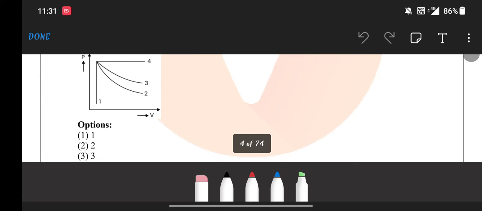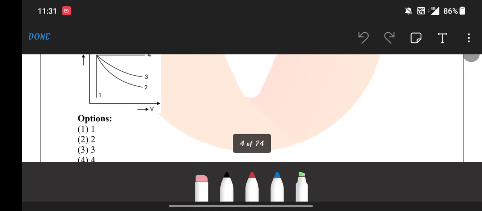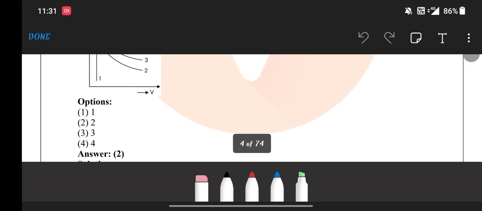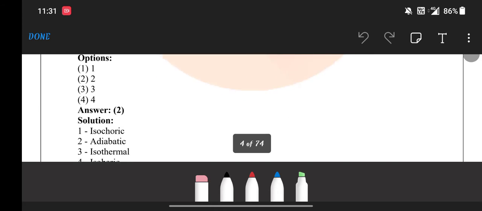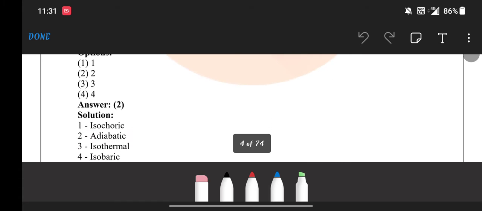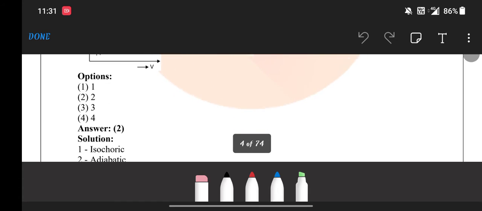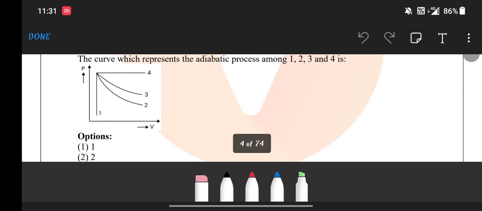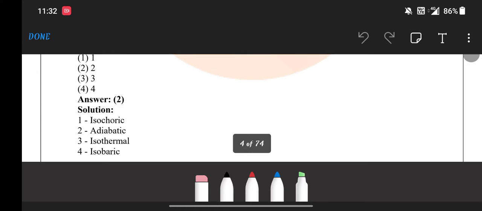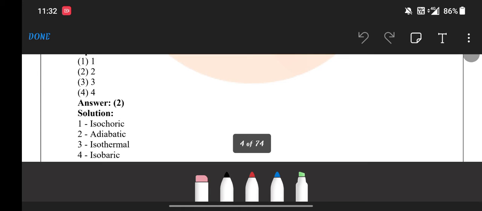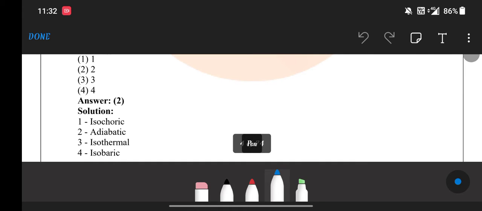In the graph that they have given, options 1, 2, 3, 4 are given. So 1 is isochoric, 2 represents the adiabatic, 3 represents isothermal and 4 represents isobaric. Therefore option 2 is the correct answer for question number 8.